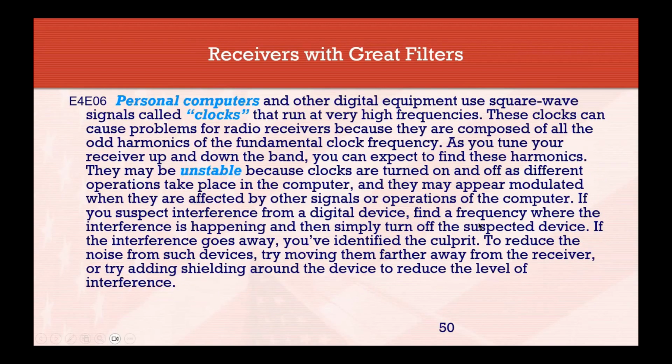A lot of the noise comes from our computers and various other electronics that we have around. Our computers have a lot of clock signals inside that time things and make it happen. Some of the clocks run constantly, some come and go. They can be unstable. They can be at very regular intervals oftentimes. To reduce the noise from such devices, bottom line, try moving them farther away from the receiver or adding shielding around the device to reduce the level of interference, which is generally the best thing we do is the shielding. Oftentimes we don't have the room to move things that far apart. Quick way to test for that, you might remember, is to run the radio on battery and turn off everything else and see if the noise disappears.